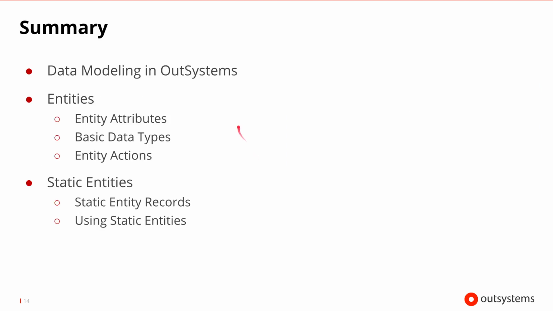So that's it. We talked about data modeling inside of OutSystems. We looked at the entities, how to create their attributes, making sure those attributes are one of the basic types, and that there are entity actions automatically available so that when we need to interact or do something to the entity, those actions are there for us to be able to do that. Then we talked about the special entities, which are static entities, and how they have records and how we can use them.